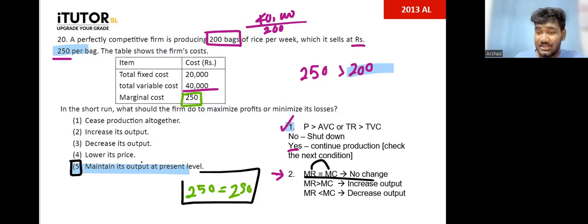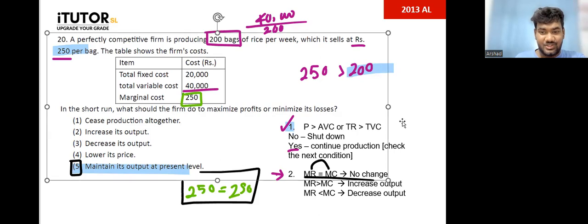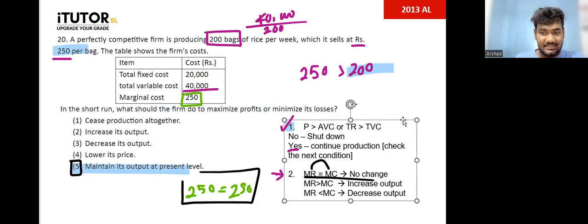So there are similar questions that come. Is that okay? Fine. Shall I show you another question? I remember there was another question.